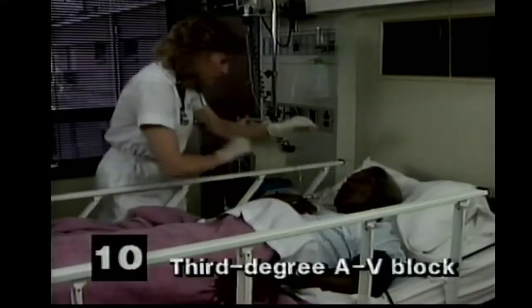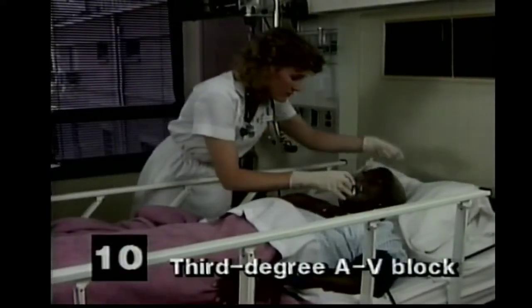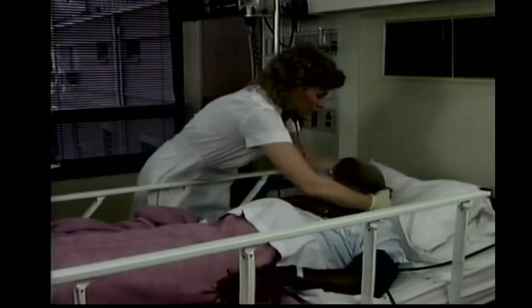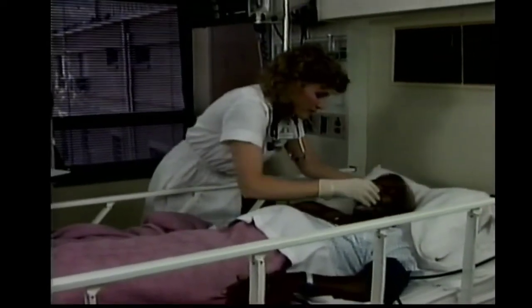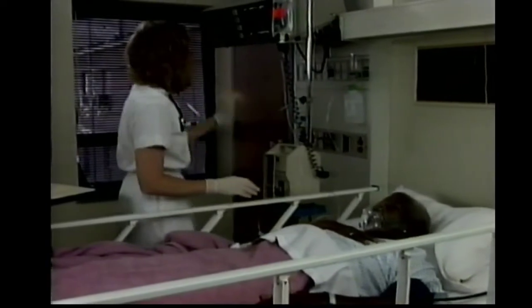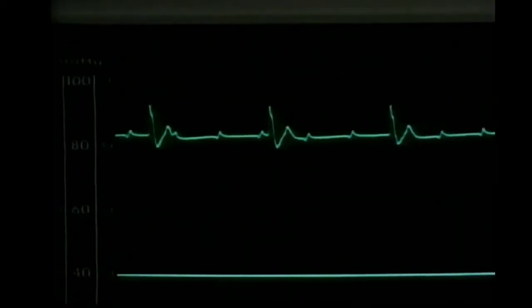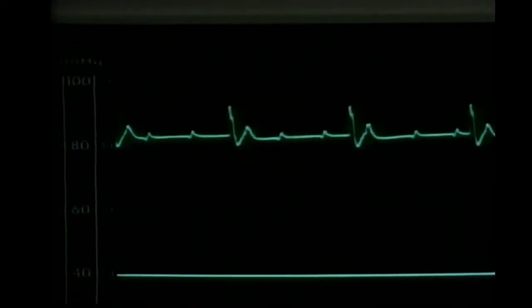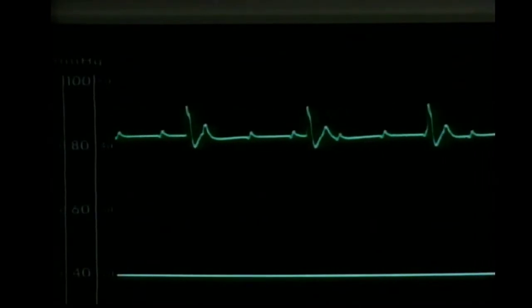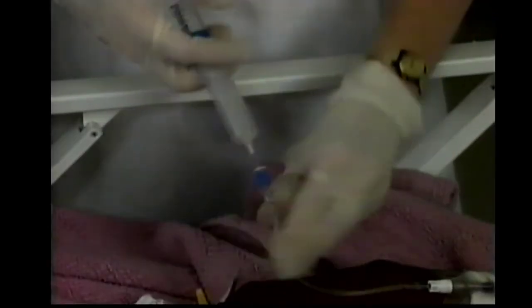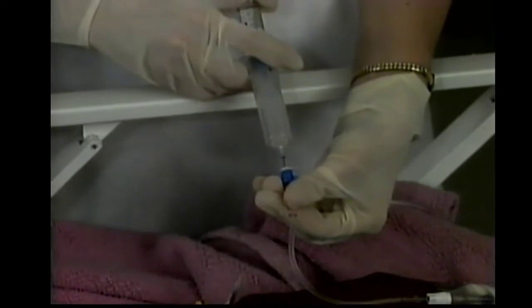The patient is now complaining of substernal chest pain, a symptom of decreased myocardial perfusion, and the patient also has signs of decreased cardiac output. His blood pressure has dropped to 90/60, and his heart rate is down to 46. The nurse gives IV atropine and runs another rhythm strip.